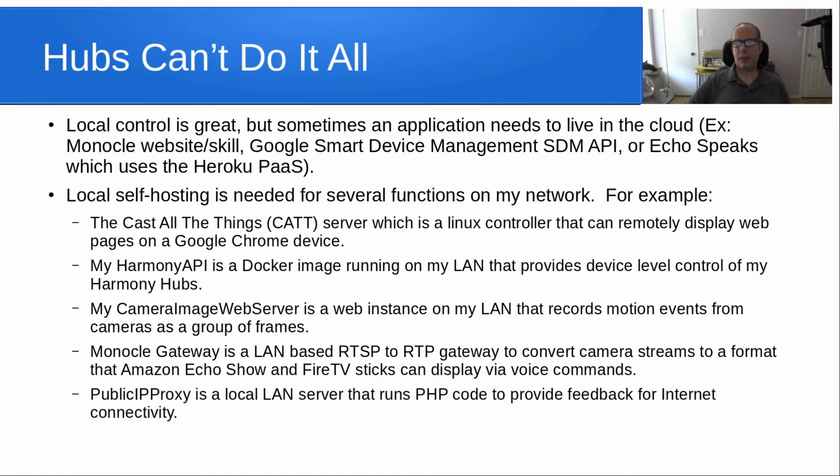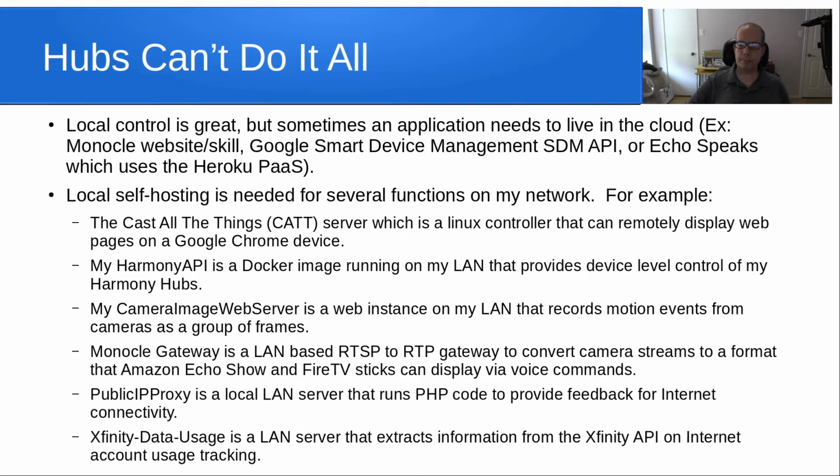And then I have something called Public IP Proxy, and it's a local LAN server that runs PHP code to provide feedback for internet connectivity. And then finally, I have something called Xfinity Data Usage, and it's a LAN server that extracts information from the Xfinity API on internet account usage tracking.